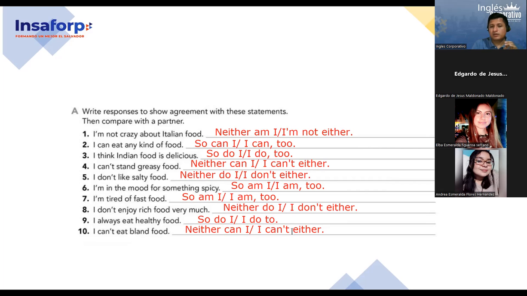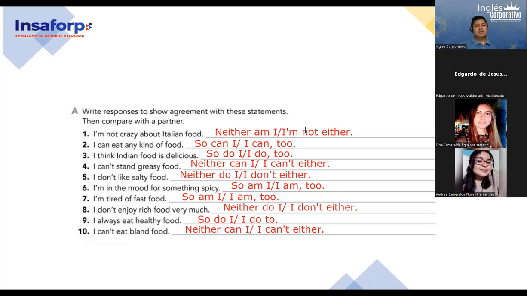Solo acuérdese que cuando tenemos either va a ir can't, don't, and I am not. So va a ir negative. Okay. So this is the way we show agreement or if we agree or disagree with something in a very short way.